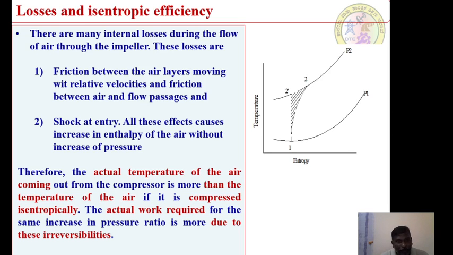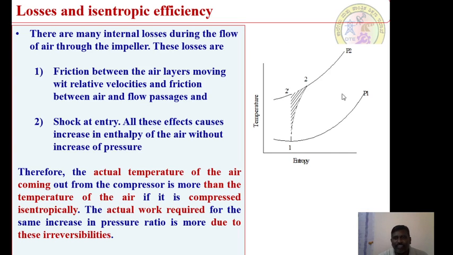Since a lot of losses are experienced by the system within the working zone itself, we have to concentrate on the efficiency. In this case, we are concentrating on the isentropic efficiency as well as the stage efficiency. The isentropic efficiency is defined as the ratio of isentropic work to the actual work.